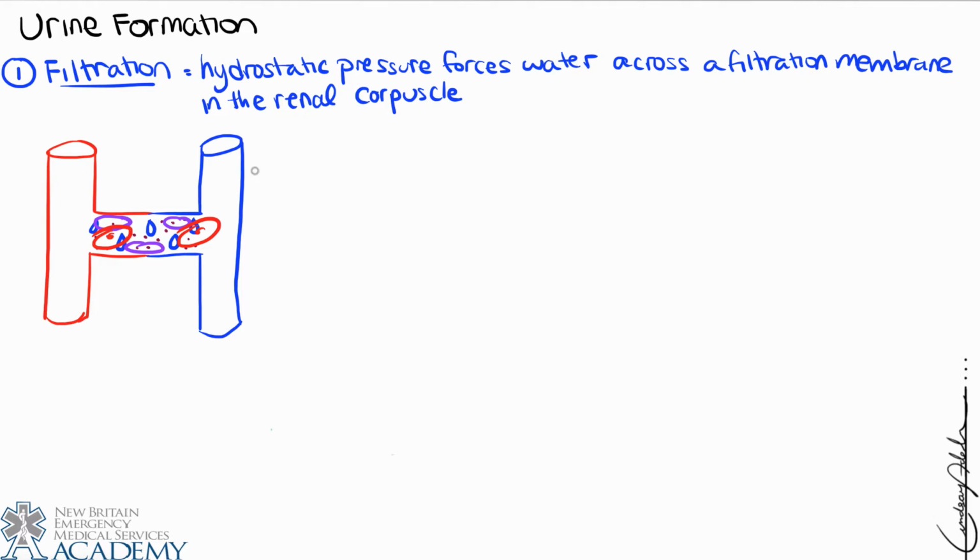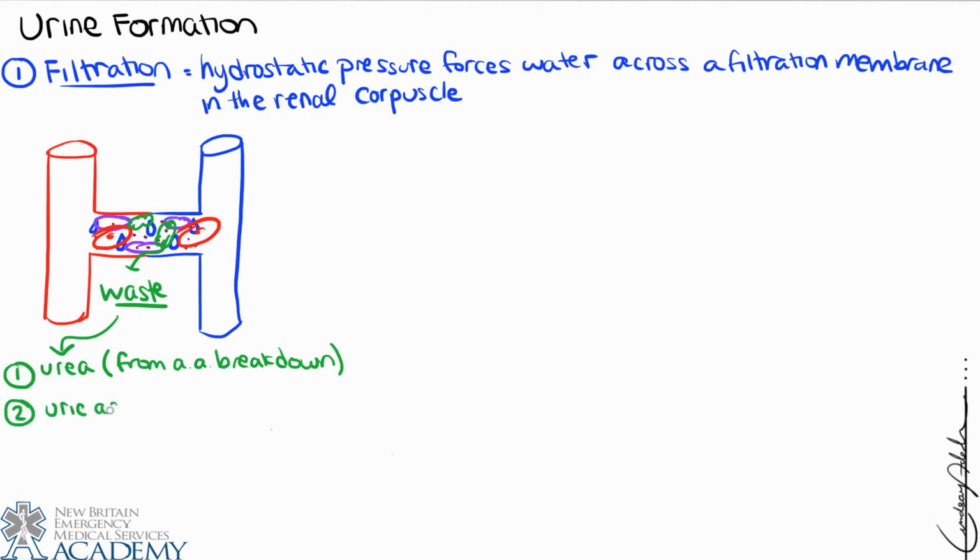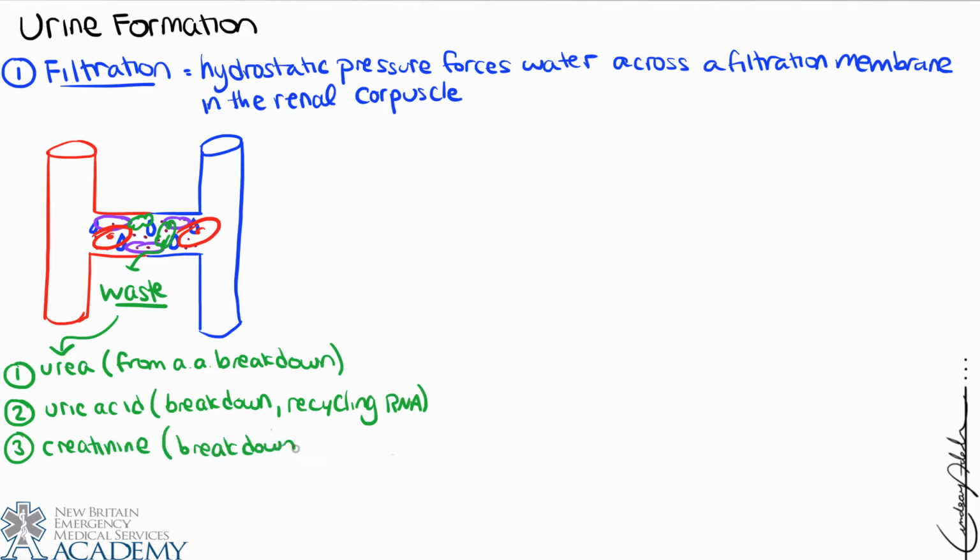Now, also, because we're talking about the kidneys, we need to address the different waste products that are going to be passing through the blood vessels. So the three waste products that we're interested in are urea, which is often from breakdown of amino acids, uric acid, which could be from breakdown and recycling of RNA, and creatinine, which can be from breakdown of creatine phosphate, which is basically an energy storage capacity in skeletal muscle. So as creatine phosphate breaks down, it makes creatinine, making our third waste product.